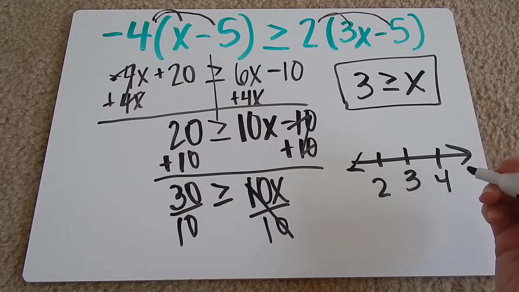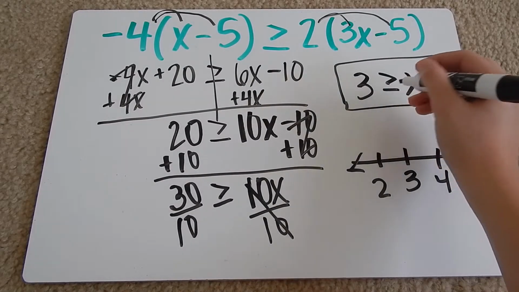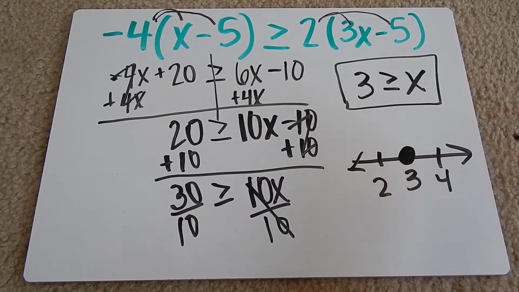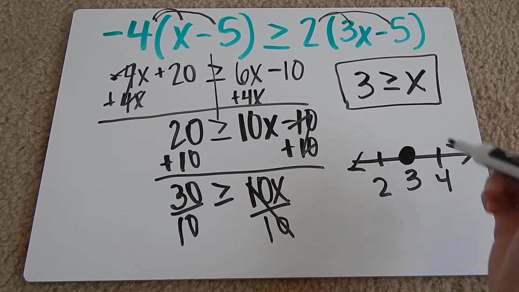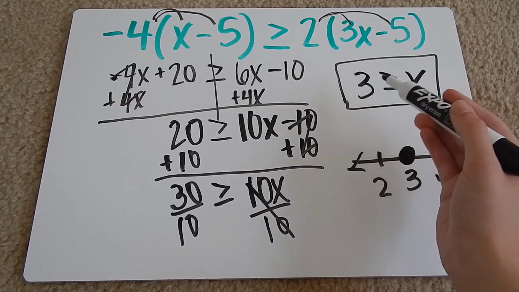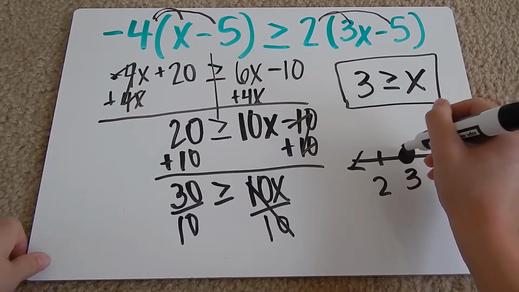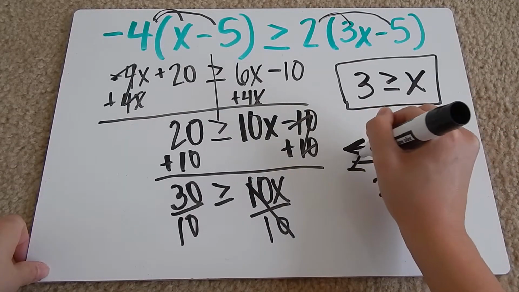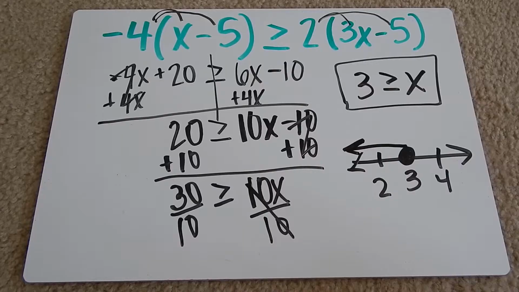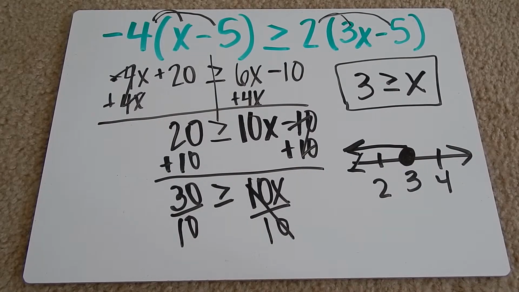So when I'm graphing this on the number line, I can be equal to 3, so it's a closed circle there. Again, we're reading it backwards. X is less than 3, which means x is going to be all the numbers less than 3. So I'm going to the left there. That would be how to graph that one on the number line.